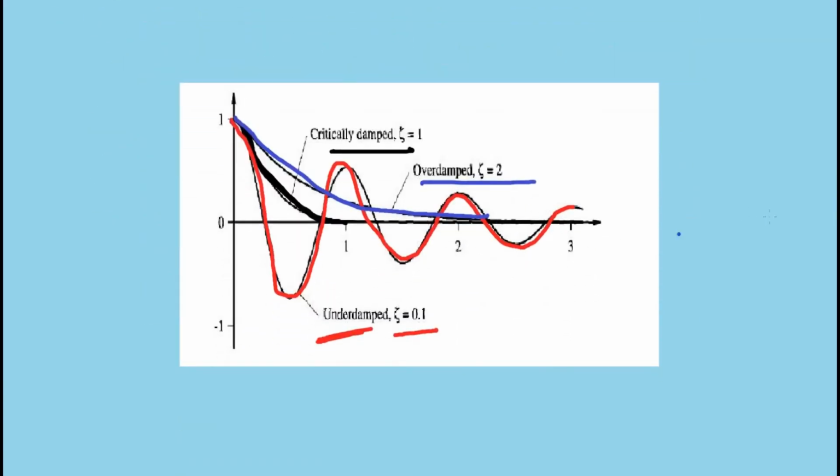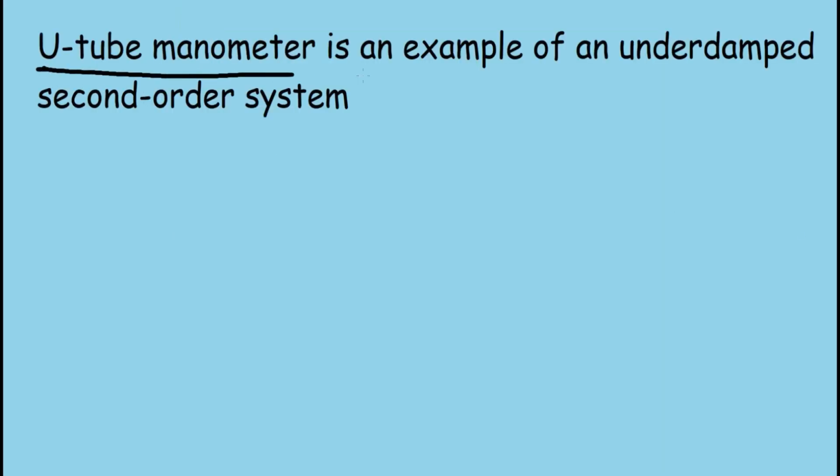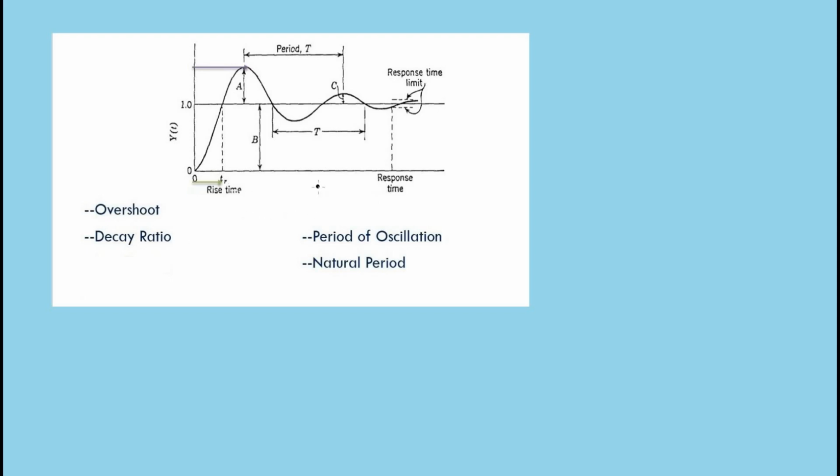Next, what we will do is: the U-tube manometer. This is an example of an underdamped second order system. This is asked in a lot of exams, that give an example for an underdamped second order system. So the U-tube manometer is an example of an underdamped second order system. Now we will study the second order output curve in a more detailed manner. We will understand each of these terms: overshoot, decay ratio, period of oscillation, everything.